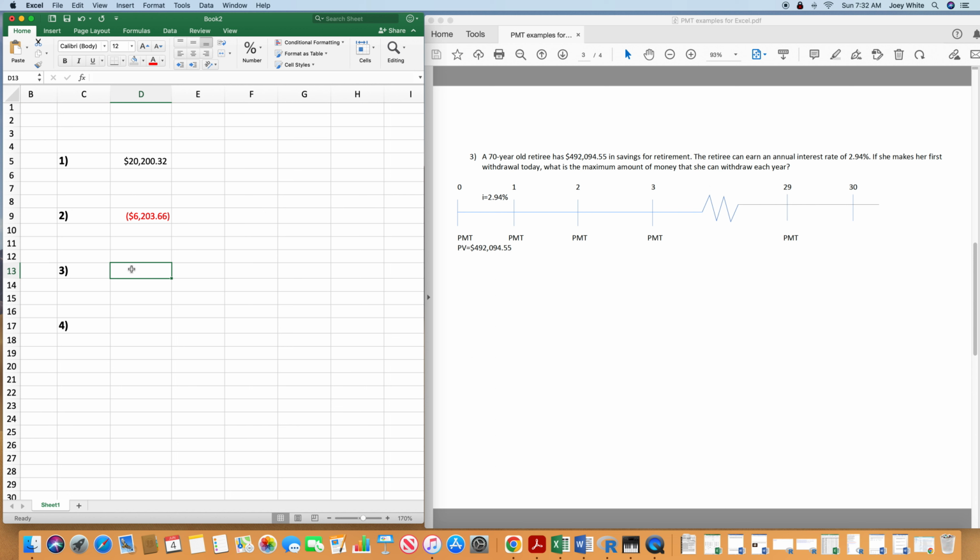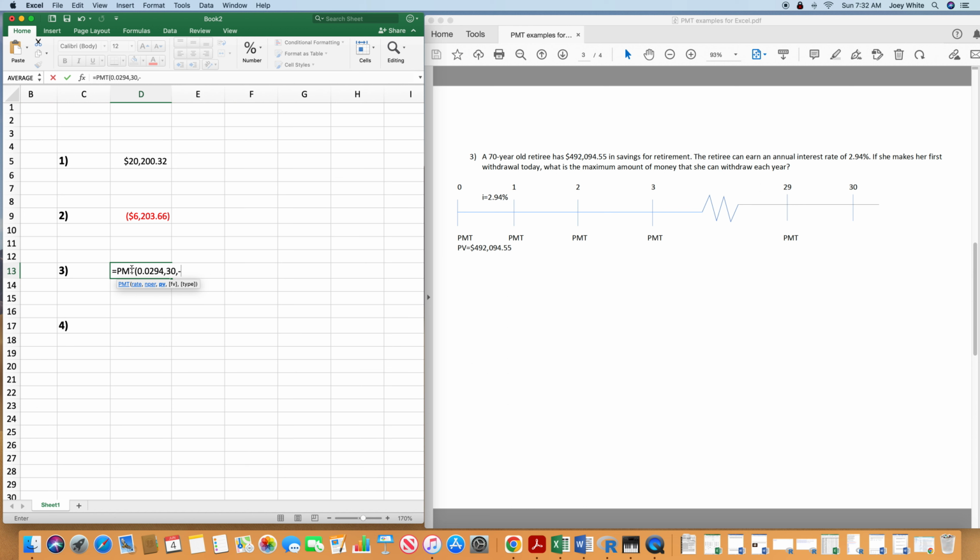Okay. So, once again, we'll do equal sign PMT, open parentheses. The rate is 0.0294. Number of periods is 30, right? But she's going to withdraw her first payment today. So that's an annuity due, right? The present value, again, that $492,094.55, that's not really available for her today. So the payment's going to have to be a positive amount, so this present value needs to go in as negative.